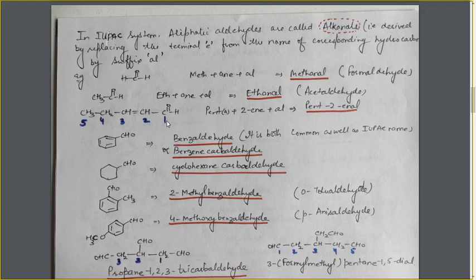Now, in this compound, the main functional group is aldehyde group. As per the preference order, there are two functional groups, that is double bond and the aldehyde group. Aldehyde group is having the higher preference order, so it is the main functional group. For numbering of the carbon chain, the aldehyde group will be given the smallest number. So we will start from this end: 1, 2, 3, 4 and 5.